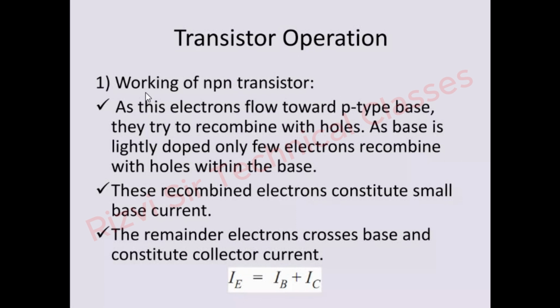Transistor operation. Working of NPN transistor. As these electrons flow towards the p-type base, they try to recombine with holes. As base is lightly doped, only a few electrons recombine with holes in the base. These recombined electrons constitute a small base current. The remaining electrons cross the base and constitute collector current. You can see that emitter current is equal to base current plus collector current.